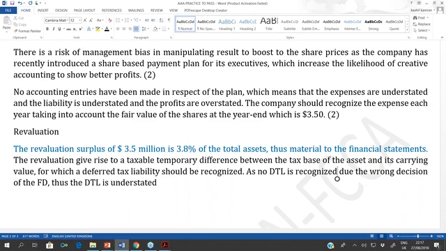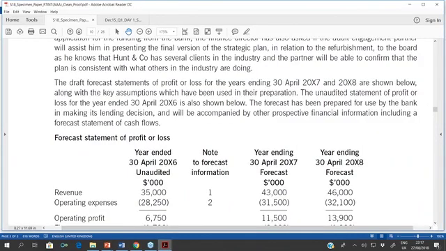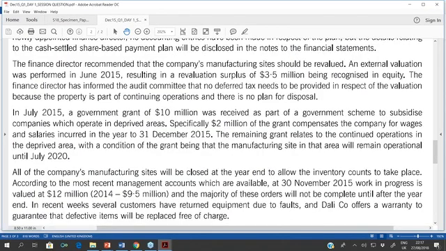Okay, now after the revaluation, we got another 2 marks, right? And you continue. In July 2015, a grant of $10 million was received as part of the government scheme to subsidize the company. Now, for the second time, we got a value. A grant of $10 million was received.